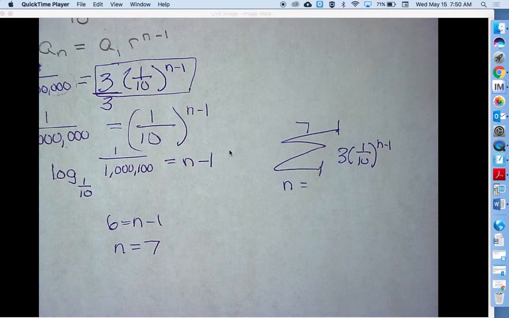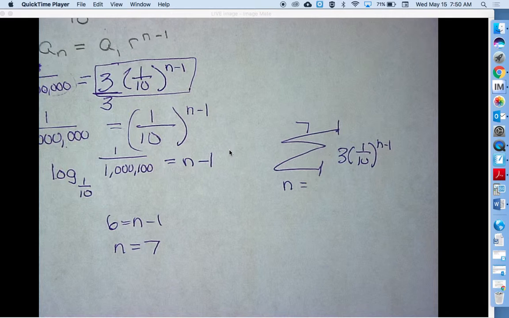So in your packet, if you can turn to the last, second to last page. You're going to turn to page 20. We're going to skip page 19. We're still talking about series. We're going to talk about the infinite series.